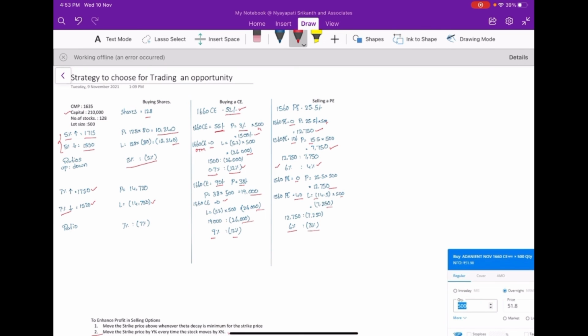And if you want to know why this cannot be used when buying options, that will become a topic for a different video. If you want to know, do let us know in the comments, so that we'll try to make a video as soon as possible.